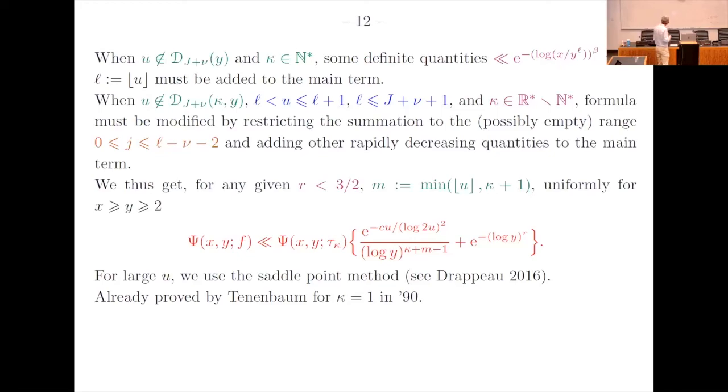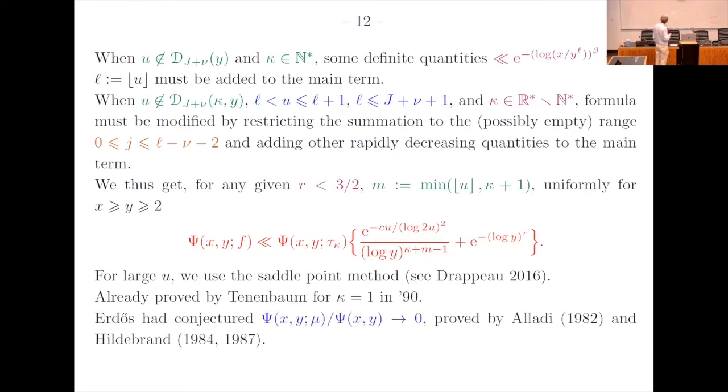This means that we need to use another method when u is too large, and we use a result of Sari-Drapeau using a saddle point method. And this estimate was already proved by Tenenbaum when kappa is 1. Okay, so I will stop.